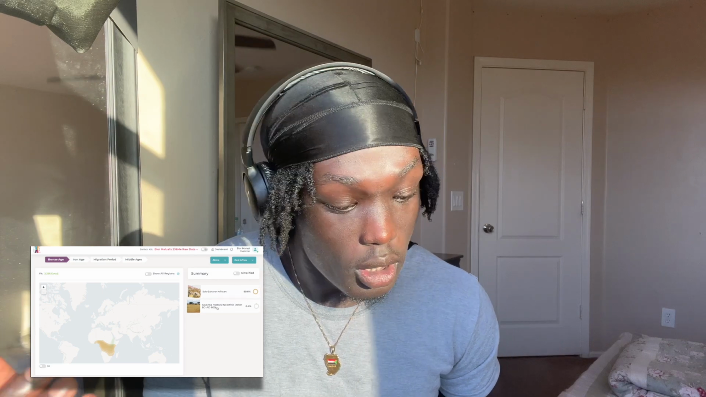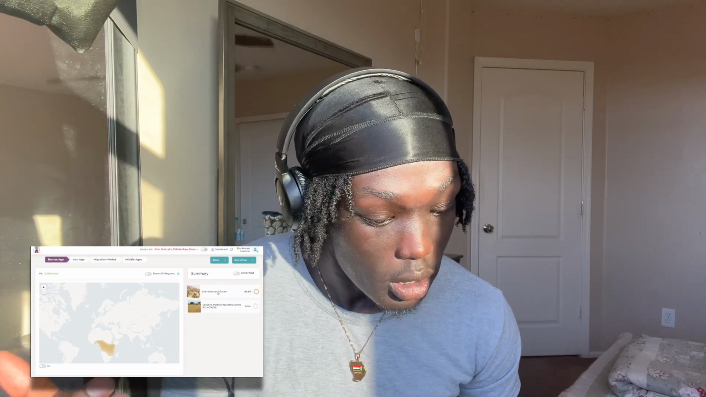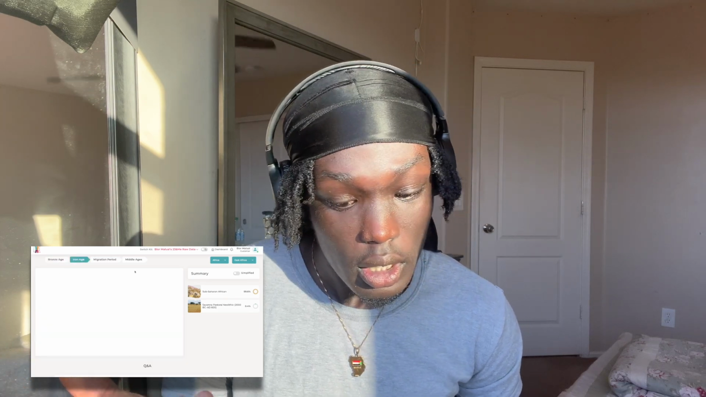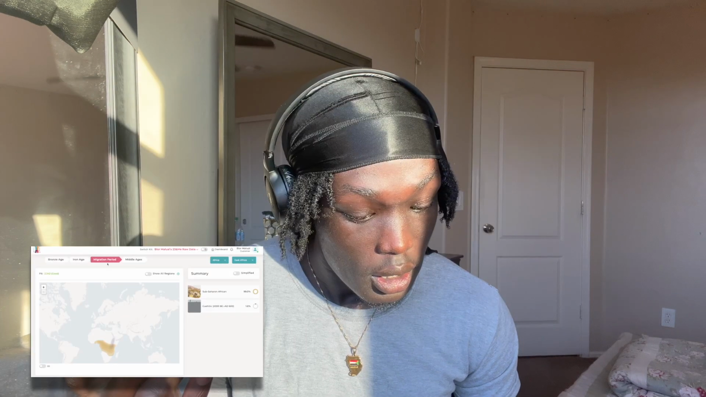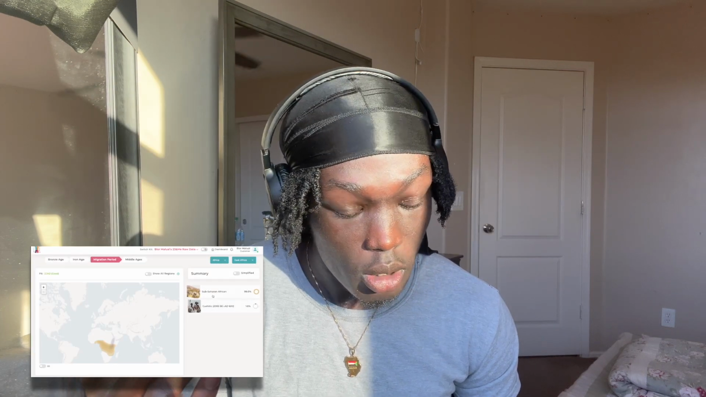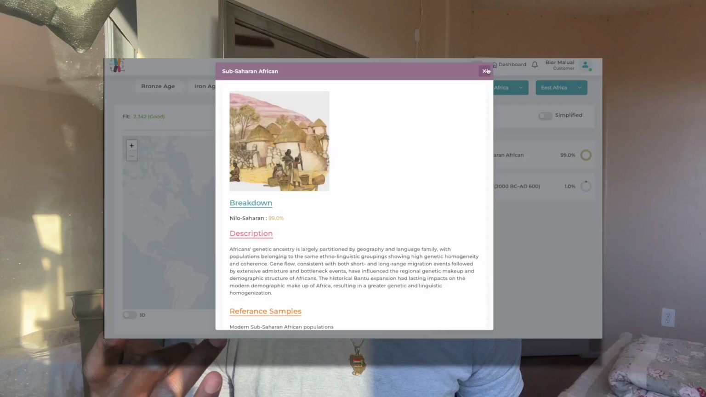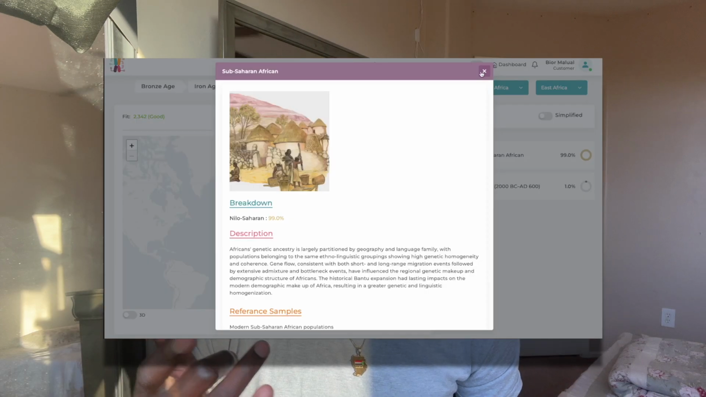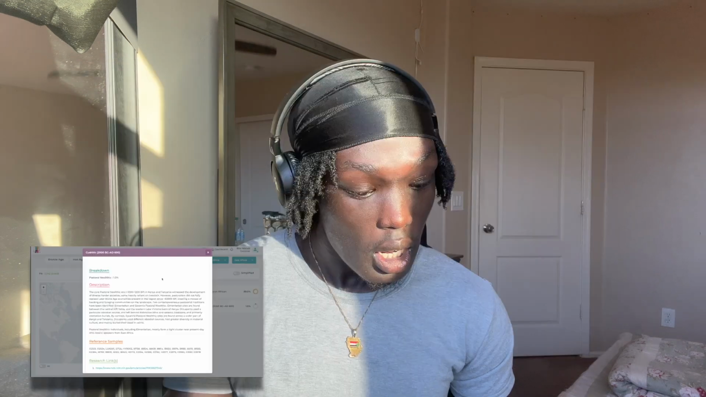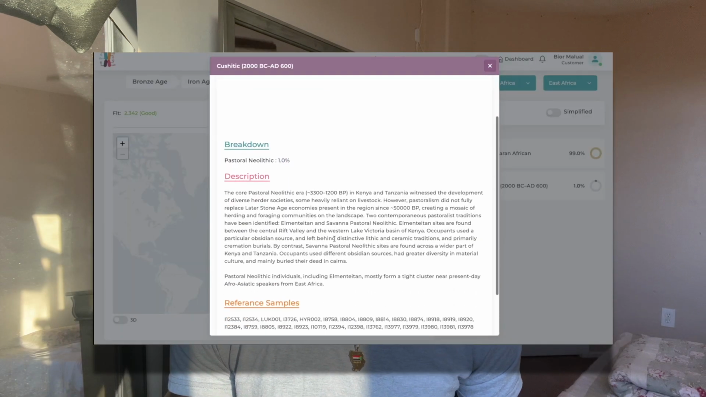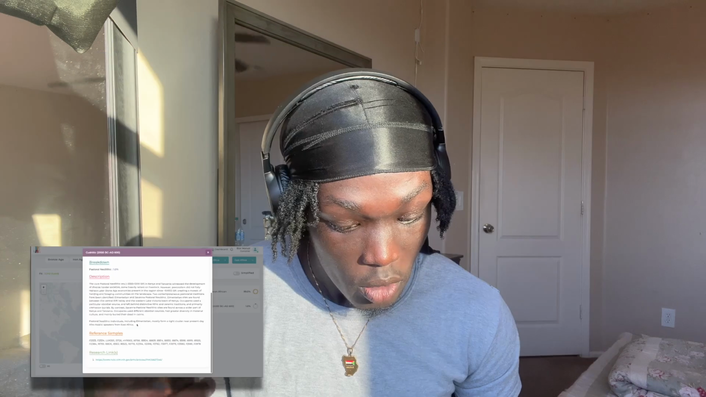So basically I'm just 99.6% Nilotic and 0.4% Cushitic related according to this analysis. I get the same thing for Iron Age. It's the same exact breakdown. I think I get the same thing for, no, okay, so it changes here for migration period. Instead of 99.6, it's 99% Nilo-Saharan, and then I get 1% Cushitic, but they're using the same exact reference, I think.